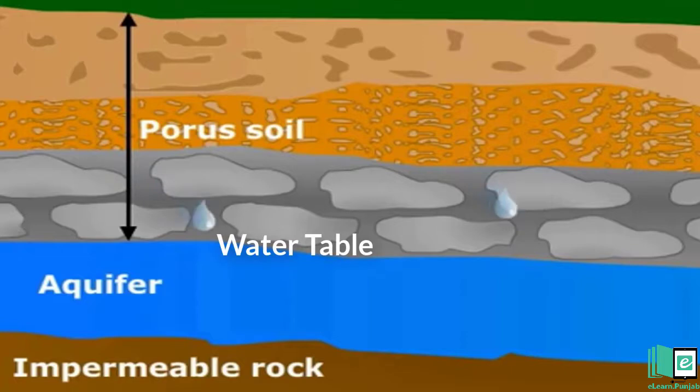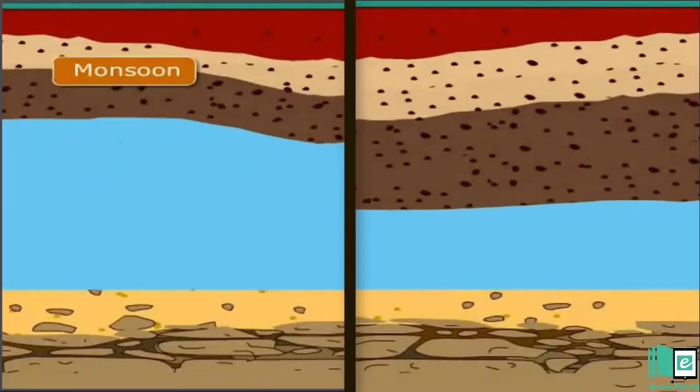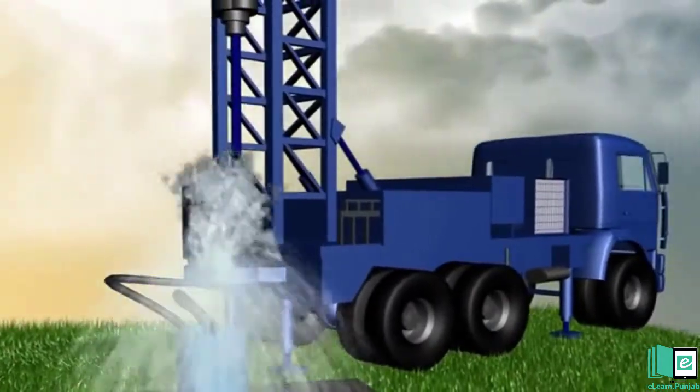The level of the water table changes during the year. It rises when water is added by rain. It becomes lower when there is a drought. People dig wells to bring groundwater to the surface.